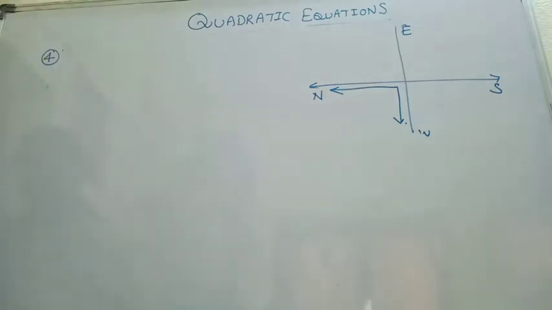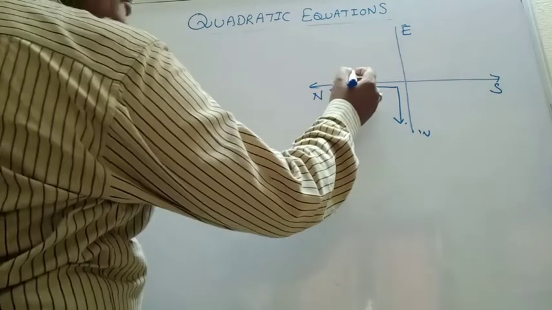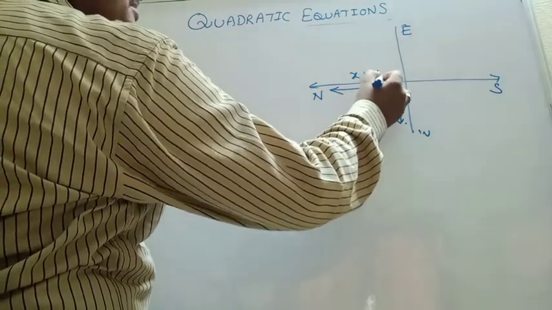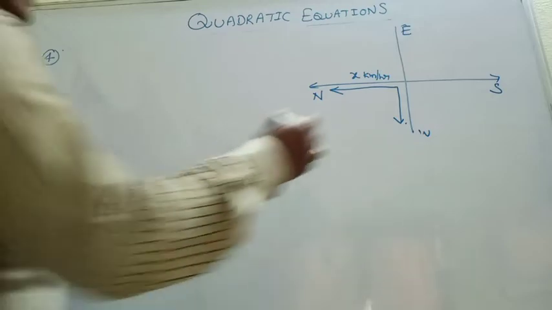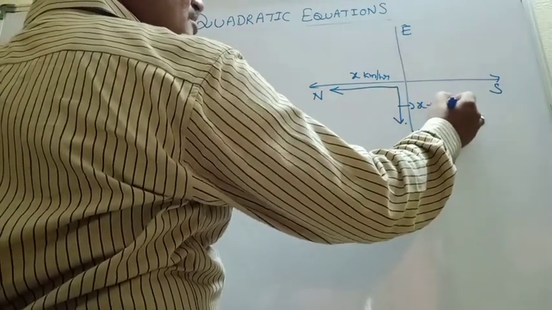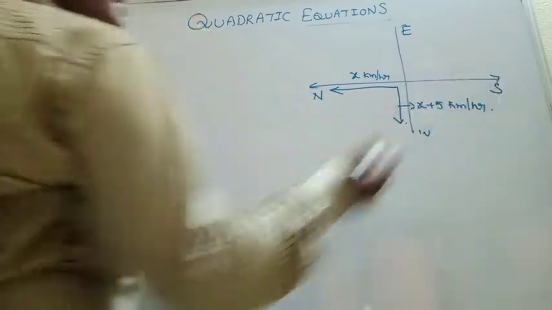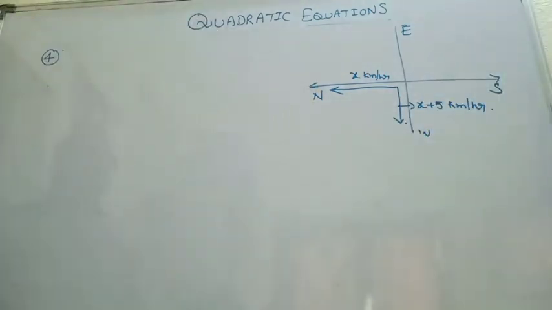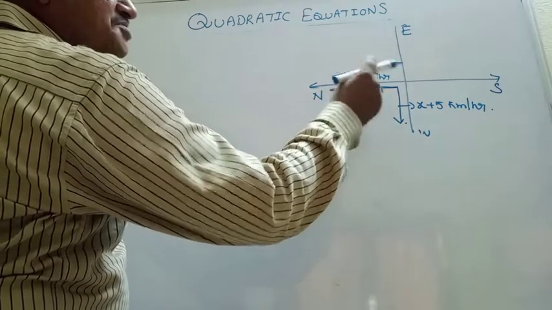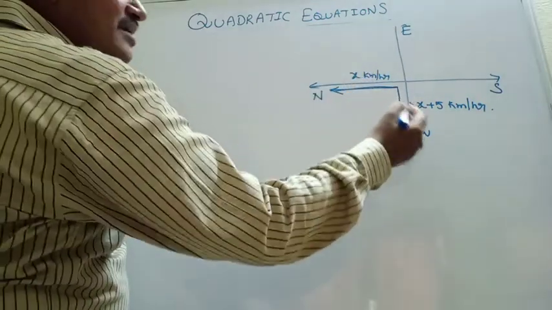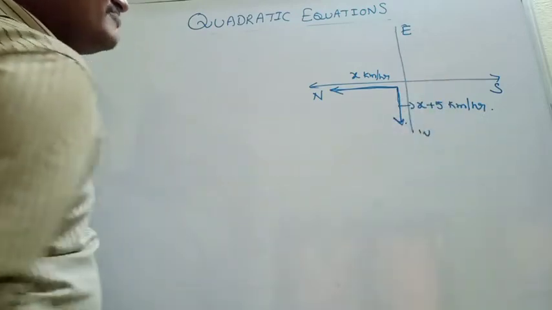The first train travels 5 km per hour faster than the second train. Now take the speed of the second train as x km per hour. Then the first train travels 5 km per hour faster than the second train, that means it is x plus 5 km per hour. Per hour, the distance covered by the second train is x kilometer, and the distance covered by the first train is x plus 5 km.